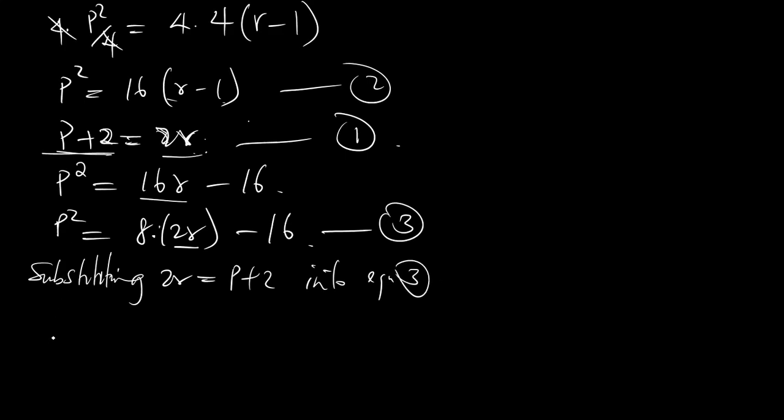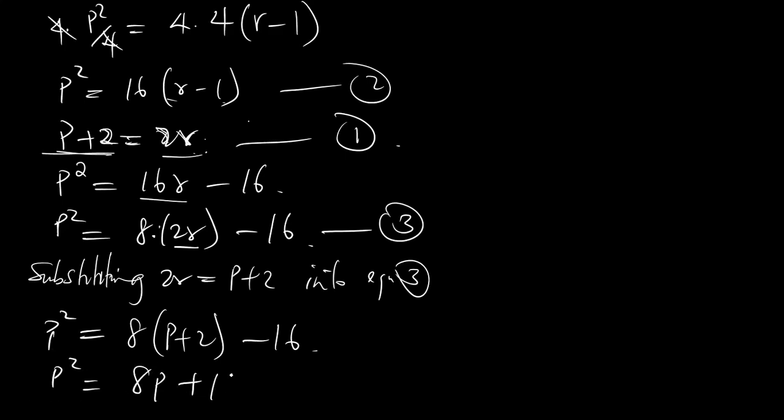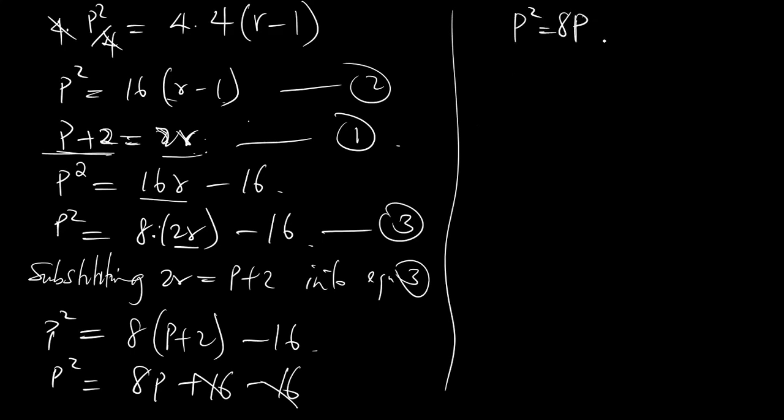You now have P square equal to 8 times P plus 2 minus 16. So we now have P square equal to 8P plus 16 minus 16. So this will cancel out. We are now left with P square equal to 8P, because plus 16 minus 16 will cancel out. Now that means we have P square minus 8P is equal to 0.